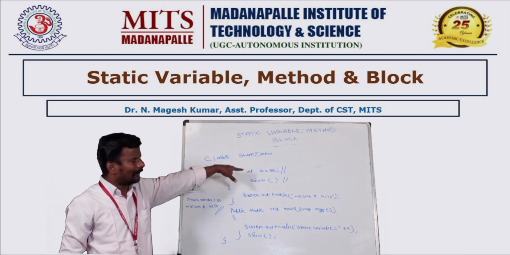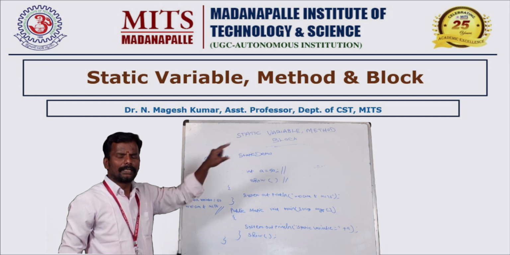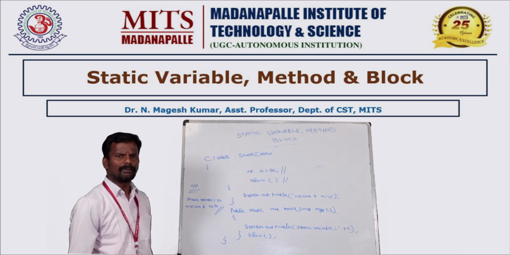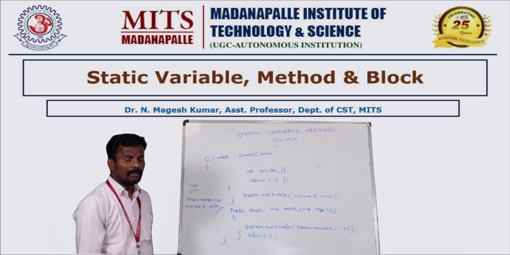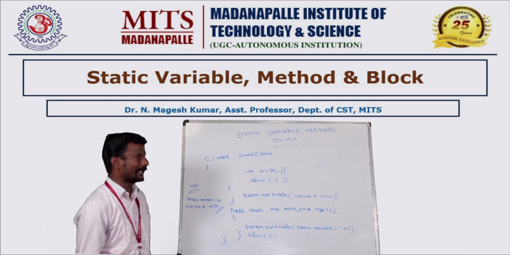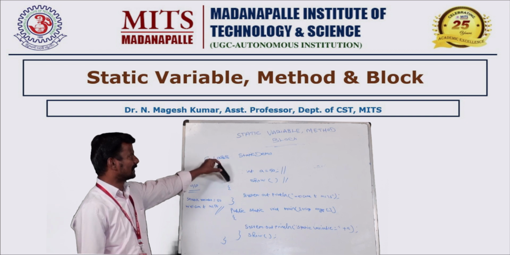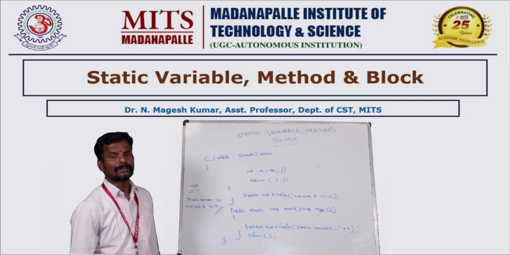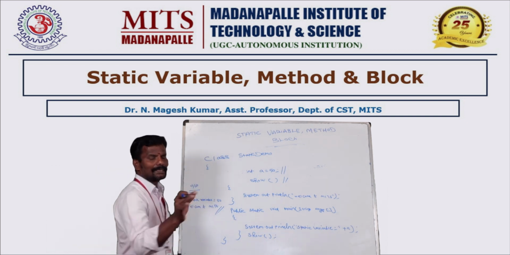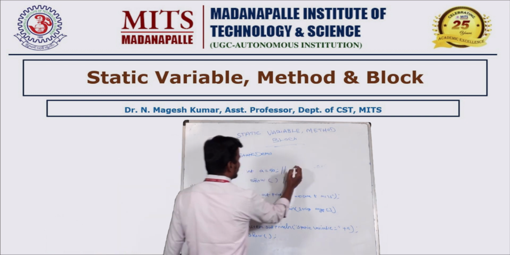So what type of variable and method is this? In Java, there are three types of variables we have to use: the local variable, the instance variable, and the static variable. Any variable declared within the class is known as the static variable. Sorry, the instance variable. Now this is the instance variable.